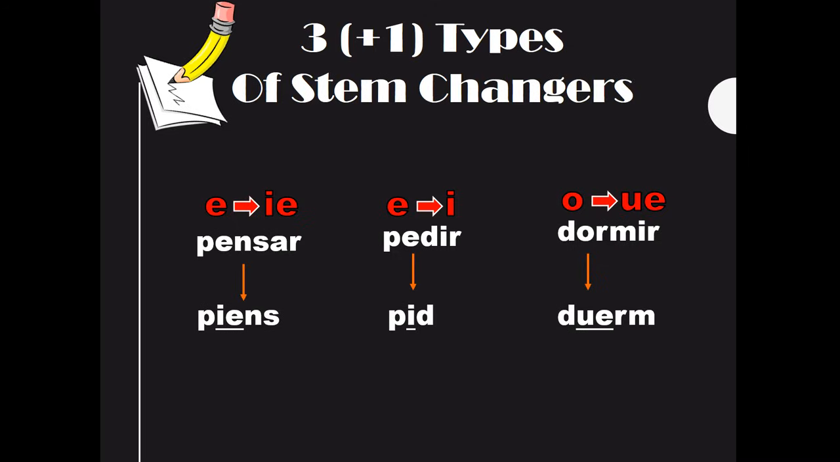Now here comes the plus 1. Are you ready? It's jugar. There's only one word in the entire Spanish language that is a U to a UE stem changer. And that is jugar, to play.